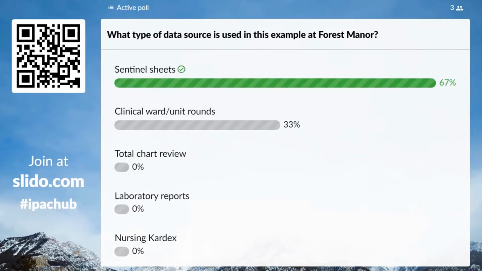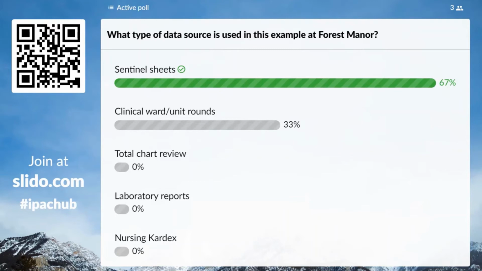Okay, so the data source that's used in this example is the Sentinel reporting system or Sentinel sheet or form. We were talking about how the staff at Forest Manor would write down signs or symptoms of infection, which is given to the ICP. So that would be the correct answer, the Sentinel sheets or forms.